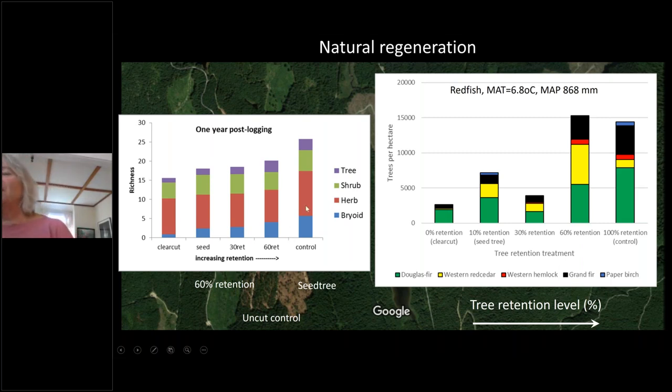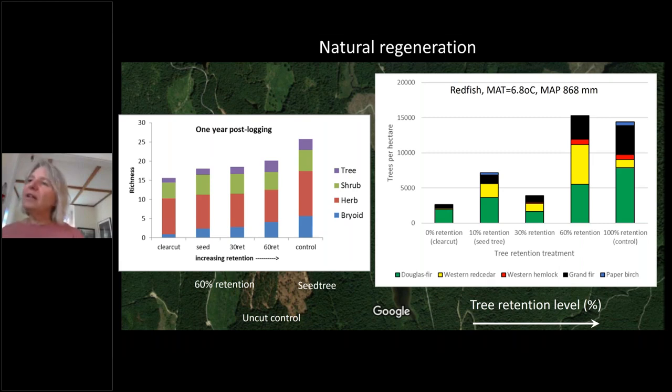What I wanted to pay more attention to is the regeneration that our students are looking at right now in such great detail. And you can see that this is at one of our sites, Redfish near Nelson. The more trees that are retained, the more regeneration there is, not just of shade tolerant species like hemlock and cedar, but also Douglas-fir. And most of this regeneration occurs within 15 meters of the parent trees, which is well borne out by literature as well.